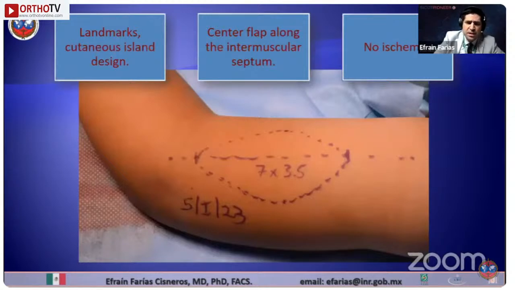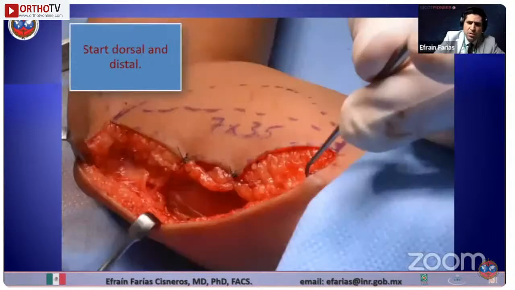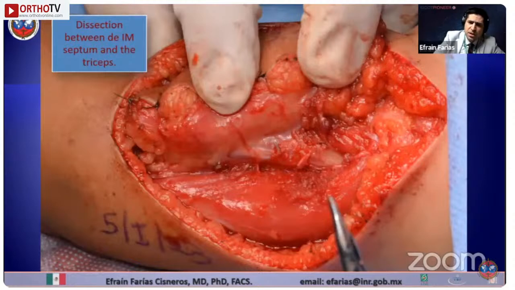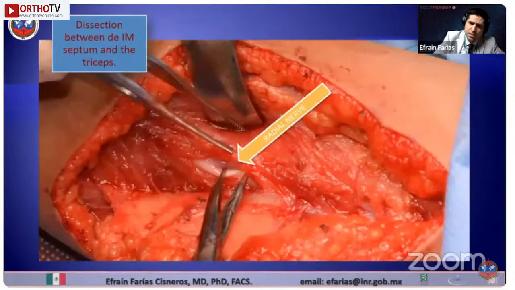We begin with the skin landmarks and the design of the skin island, centering the flap along the septum, and we don't use a tourniquet. We always try to start dorsal and distal until we reach the deep fascia. The dissection is then carried out between the septum and the triceps, identifying perforators. Then we can go to the anterior aspect of the arm. The radial nerve should be identified and protected.